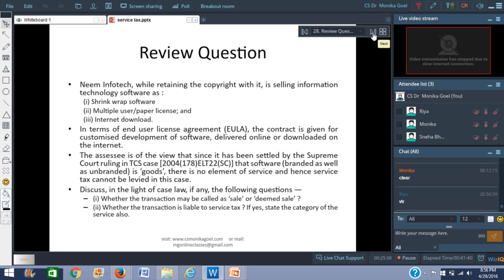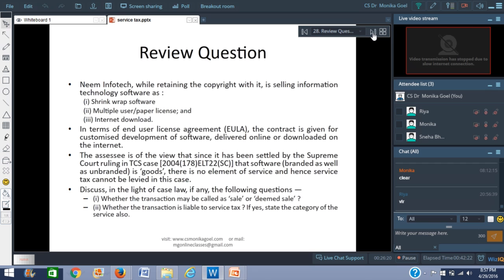Another interesting case here will become clear with the definition of declared services, which I discussed with you in the last class. Neem Infotech, while retaining the copyright with it, is selling information technology software as shrink wrap software, multiple user paper license, and internet download. In terms of the end user license agreement, the contract is given for customized development of software delivered online or downloaded on the internet.